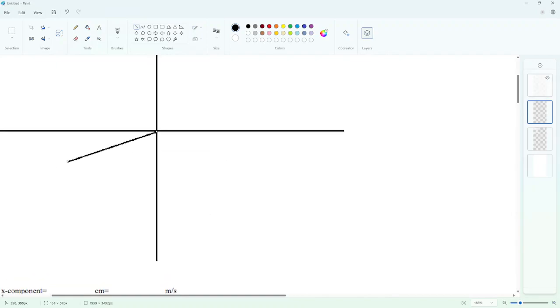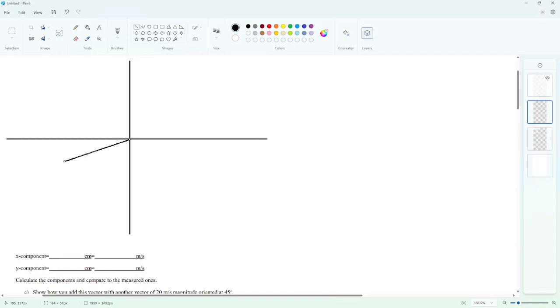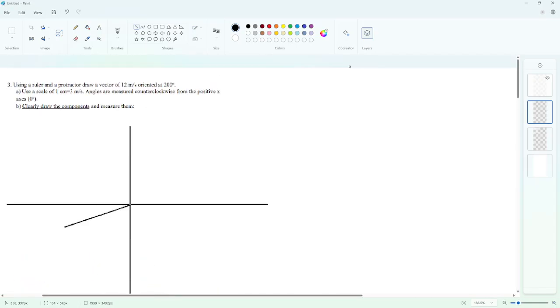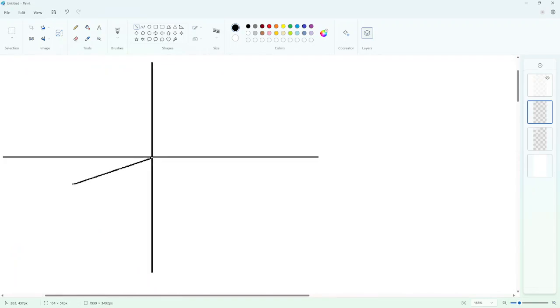Okay, and with that drawn, it says 1 centimeter equals 3 meters per second, but I do not have a ruler, so I'm just going to estimate like this.